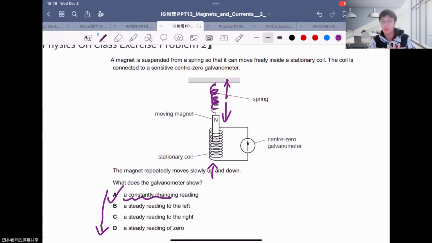So this is our lesson for today. We have already reviewed all the parts, and I hope you can try to solve the problems by yourself and try to gain a full understanding of Fleming's rule and Lenz's law.